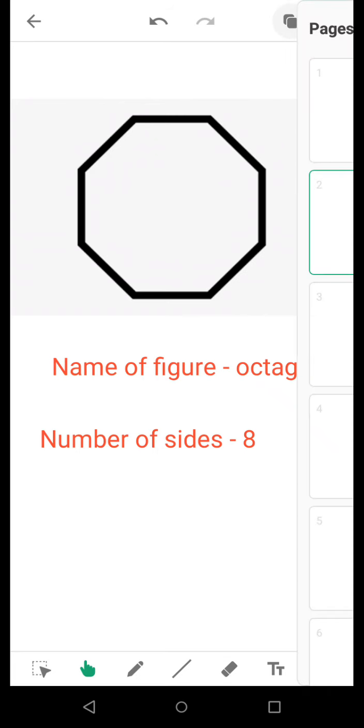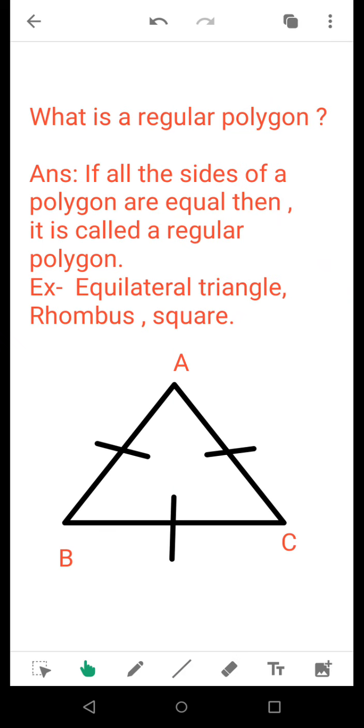Now, what is a regular polygon? As you know, in the last video I have already discussed that a geometrical figure bounded by at least 3 line segments is called a polygon. That means there should be minimum 3 line segments and they should be bounded. And now there is a separate strata of polygon which is called regular polygon. If all the sides of a polygon are equal, it is called a regular polygon.